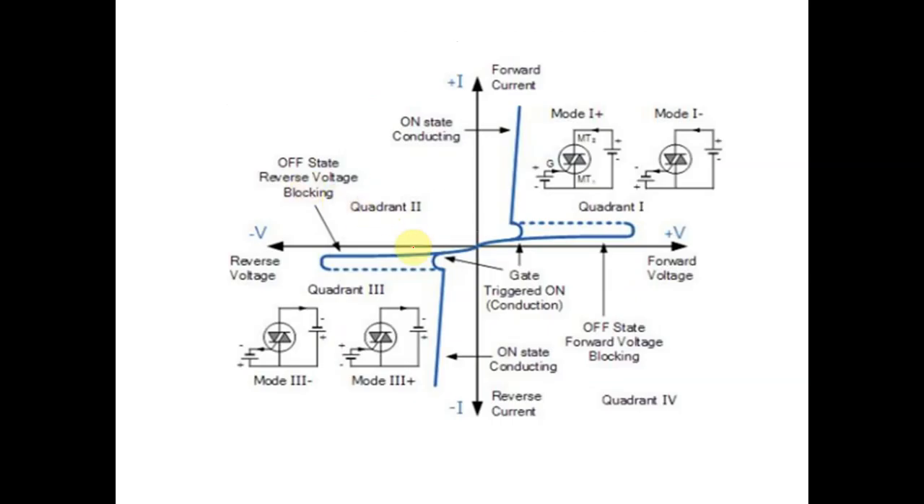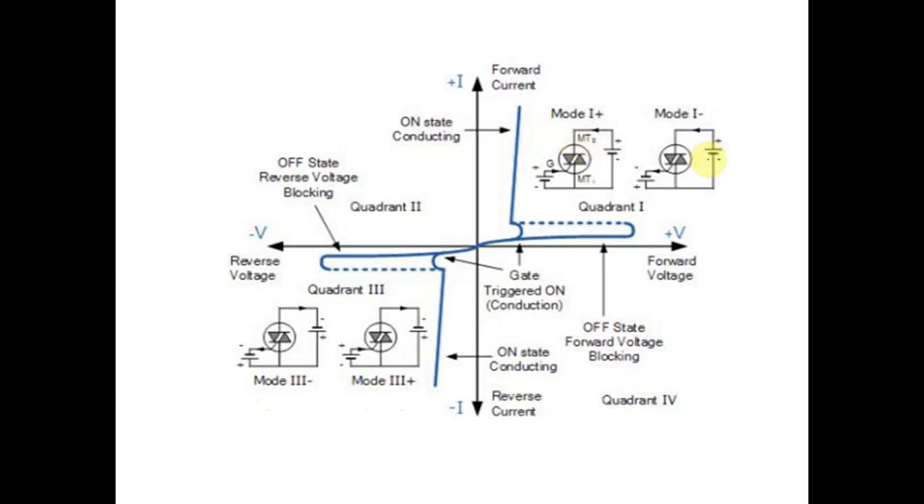Now this is the VI characteristics of triac. The VI characteristics of triac is similar to the SCR. This VI characteristic is related to the two modes of operation, mode first and mode second, and this VI characteristic is related to the two modes of operation, mode 3 and mode 4.